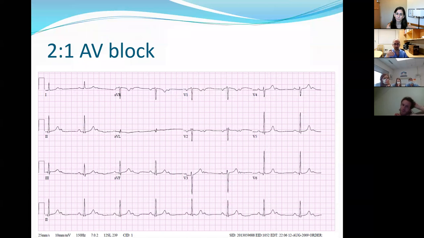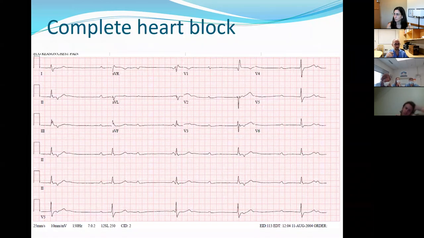A lot of the time, you'll get an example like this, where they have 2-to-1 heart block. Here, it's a little more challenging to tell whether this is Mobitz 1 or Mobitz 2, and you can't tell. So you need to try and find times where they have 2 beats in a row that conduct, to help figure out whether the PR interval is lengthening or not. In this situation, you can't tell what they have.